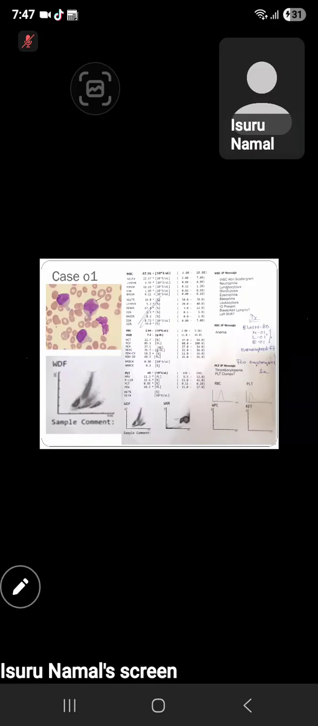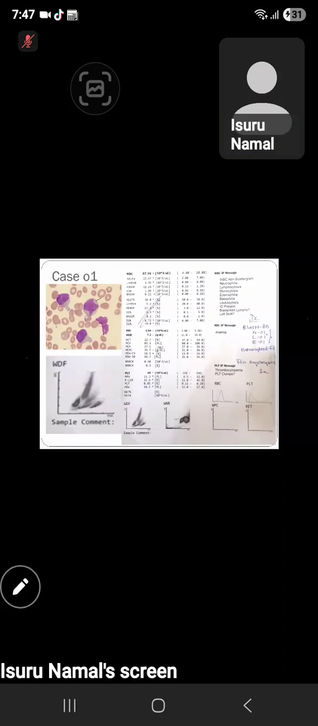Then here you can see some abnormal flags. There may be a question in your exam paper: what are the abnormal flags you can see in your modern full blood count analyzers? Then you should have a little bit of knowledge about these abnormal flags. If your scatter plots show some abnormal flames, that analyzer is already fed with some abnormal flags.